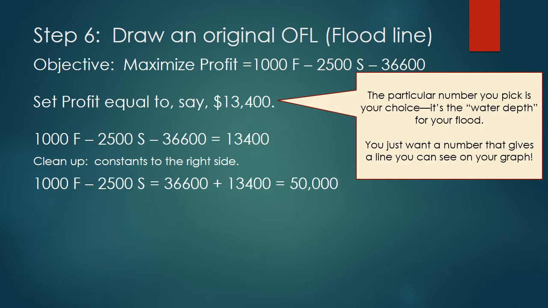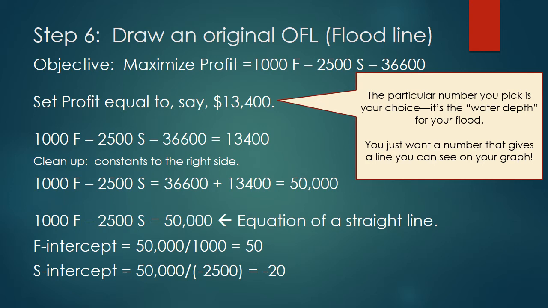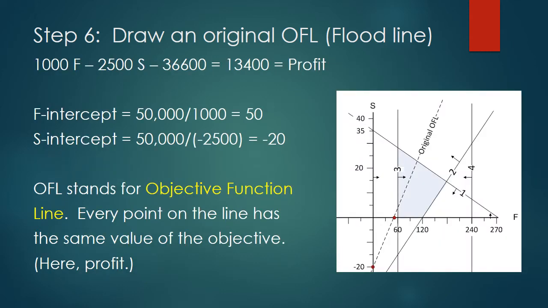We'll clean it up, and then we will find the f-intercept and the s-intercept, just like we did when we were doing straight lines. The f-intercept is 50, the s-intercept is -20, and so if we draw it, we get this, crossing the f-axis at 50, where the red dot is, crossing the s-axis at -20. Notice that I've drawn this as a dashed line rather than a solid line because OFLs are something different than borders. The constraints are the borders of the field. The OFL is the flood line, and as we flood more, that OFL will move.